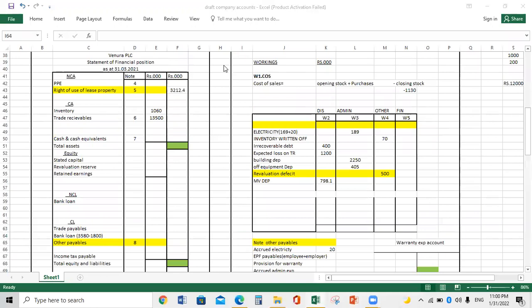Yeah, we have 60 minutes more. No worries. I'll finish it within 30 minutes. Okay. So 3,212,400 record under non-current assets.